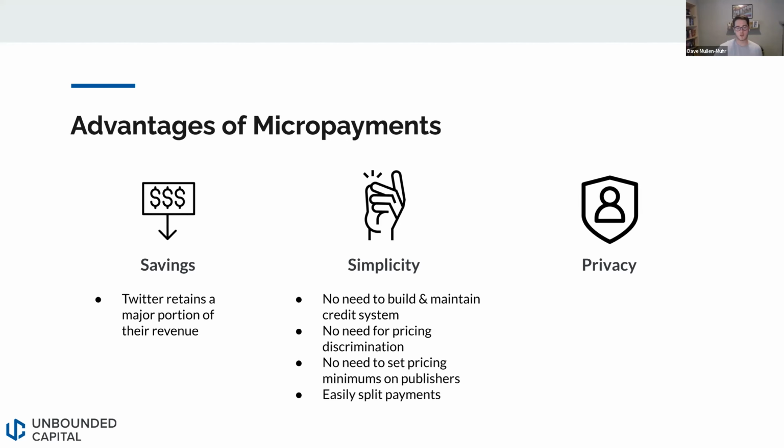And then a major upgrade is the ability to easily split payments. I'll touch on that a little bit more on the next slide. The last benefit is privacy. If you use credit card information, you need to collect a bunch of personal information, put in your address, your full name. With a cash transaction, that's not necessary, and that includes digital cash. So it's much nicer for Twitter users.